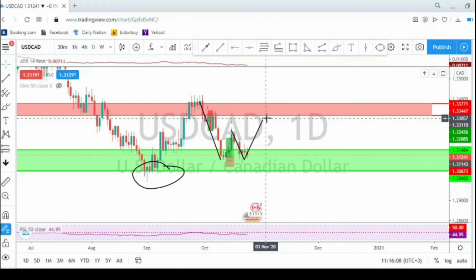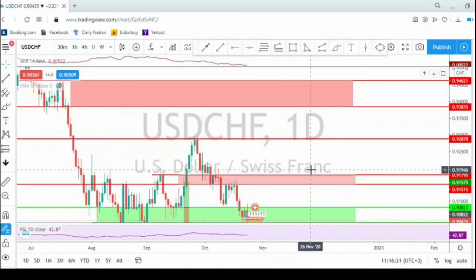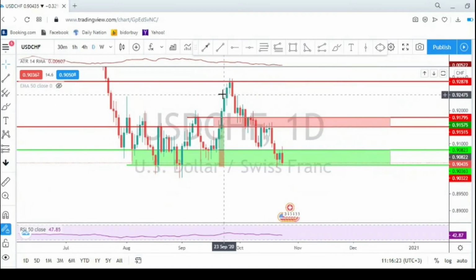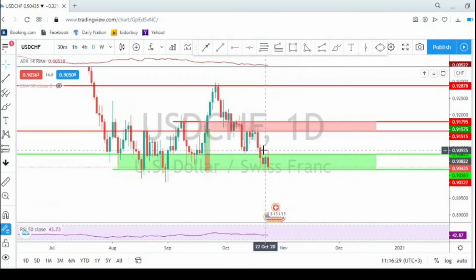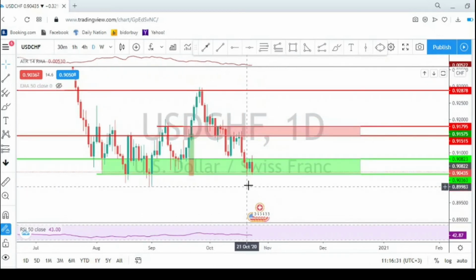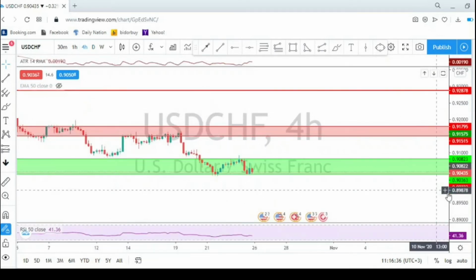The next currency pair is dollar Swiss. Again, the market has come to another level of support, and as it has come to this level of support, I see it gaining strength. Let's go to a 4-hour time frame.